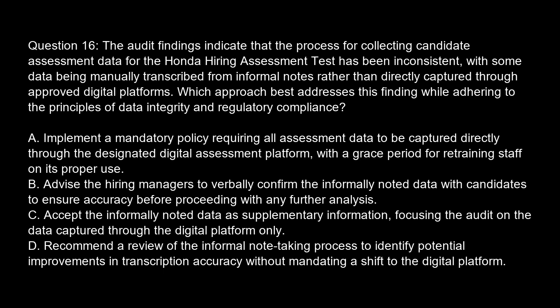Option C. Accept the informally noted data as supplementary information, focusing the audit on the data captured through the digital platform only. Option D. Recommend a review of the informal note-taking process to identify potential improvements in transcription accuracy without mandating a shift to the digital platform.